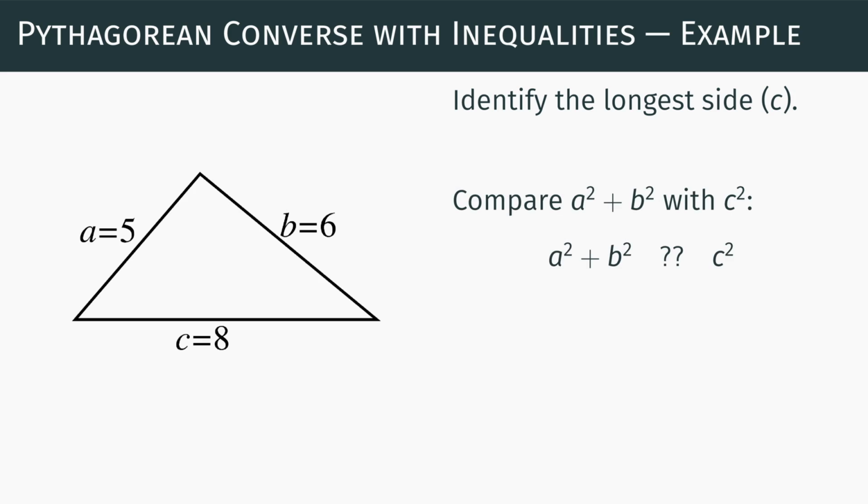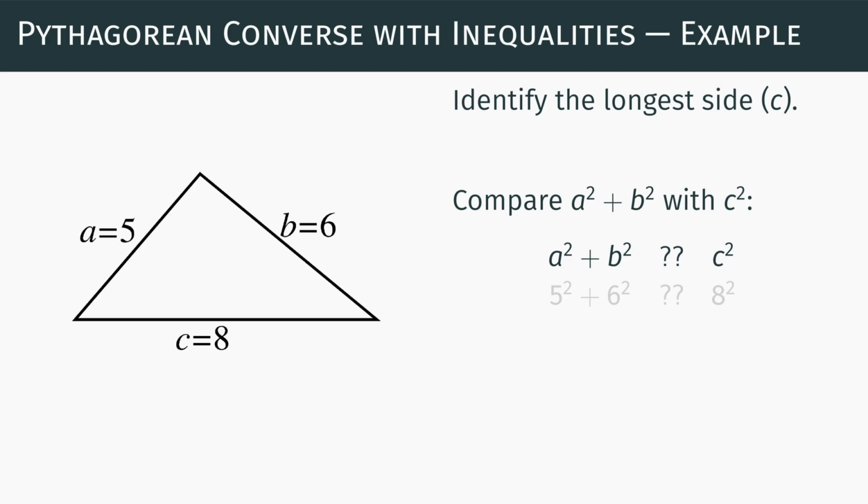At this point, we want to compare a squared plus b squared against c squared. I've got those question marks there because I don't want us to think that it is equal or less than or greater than. We just currently don't know. We're trying to figure out what the situation is. So we're just figuring out what a squared plus b squared is, and what c squared is, and then we'll compare the two against each other.